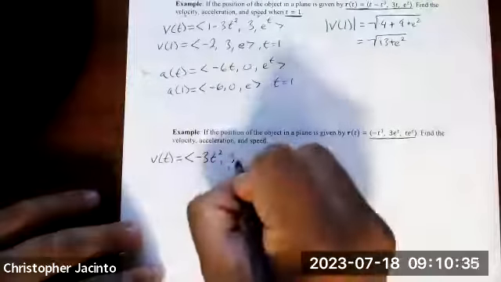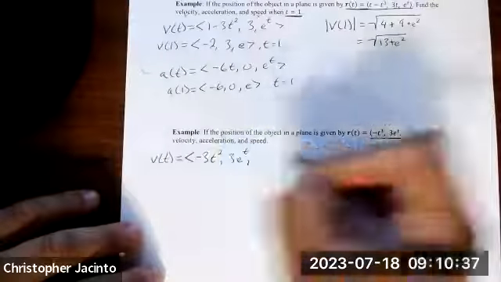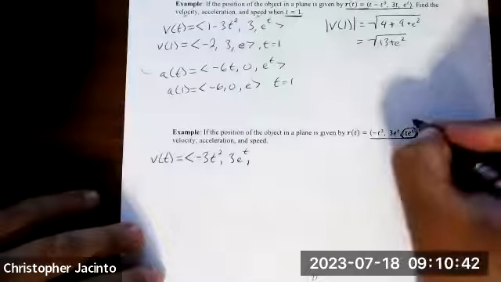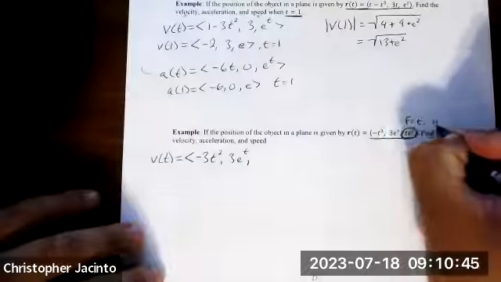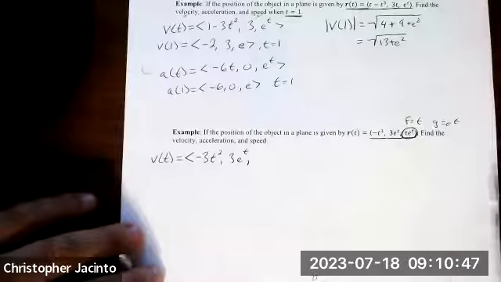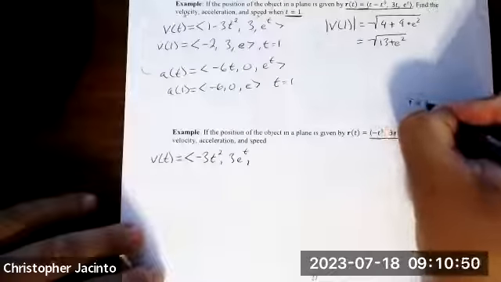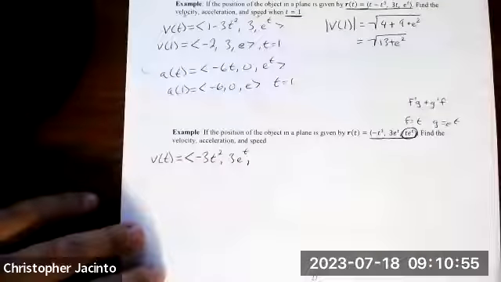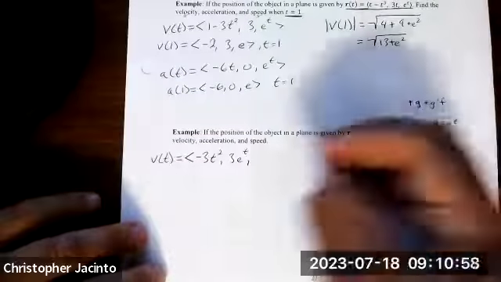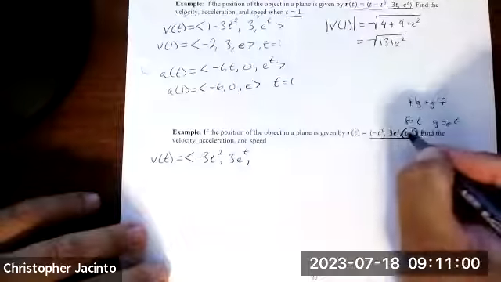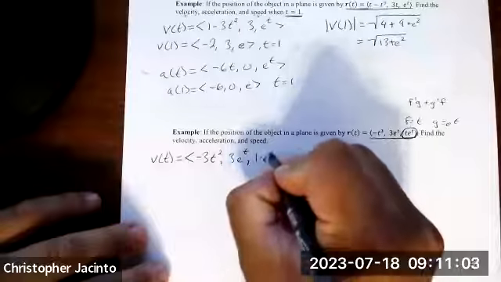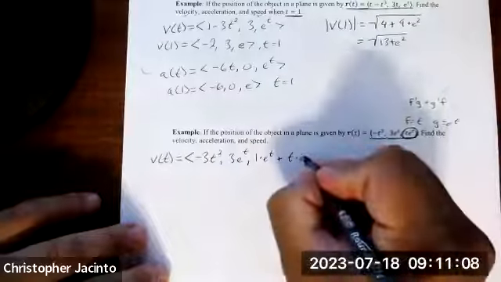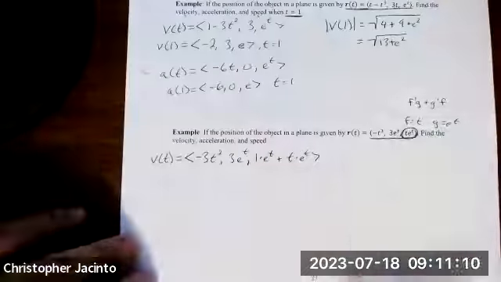e to the t is the same. And just for fun, if you noticed, I did a product rule here. f is t, g is e to the t. According to the product rule, it is f prime g plus g prime f, just in case you forgot. So it's going to be the derivative of t, which is 1, times e to the t, plus t times the derivative of e to the t, which is still e to the t. So there's our vector.